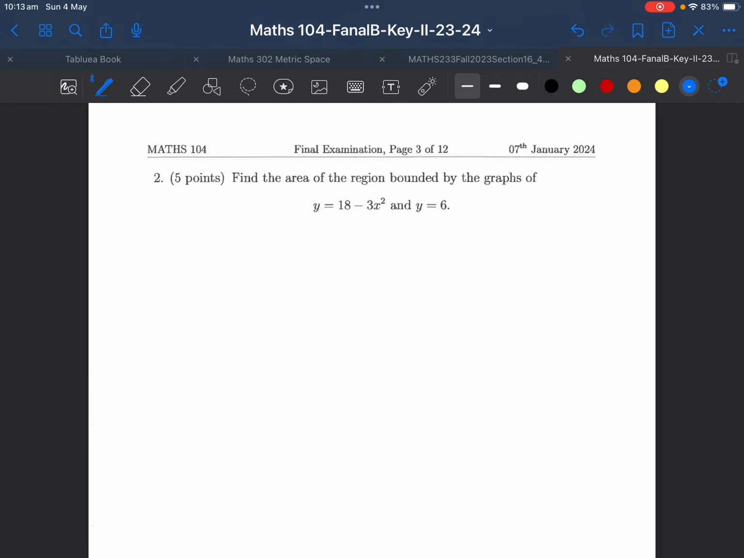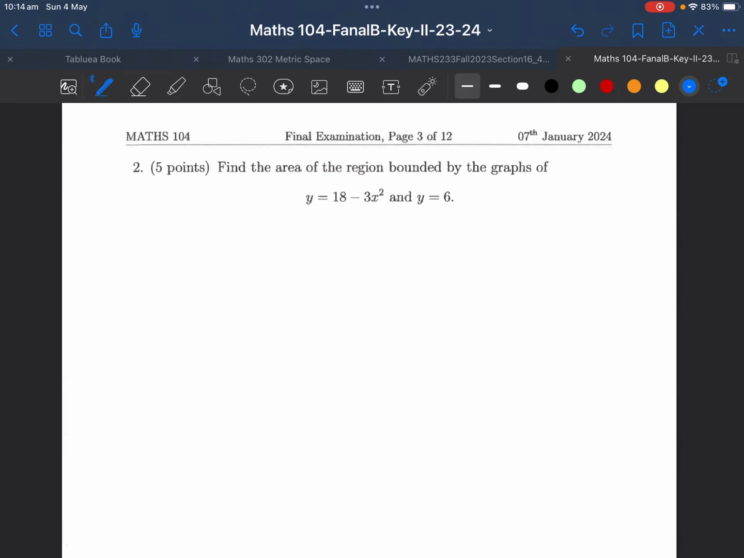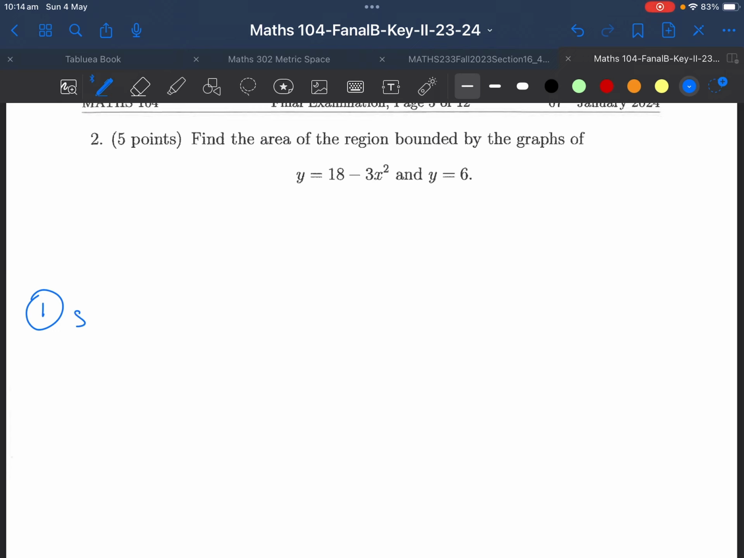In question number 2, we need to find the area of the region bounded by 2 curves. So we have 2 curves and we need to find the area of the region. And remember, in order to solve such a question, the first step we need to do is sketch the graph. So that's the first step that we need to do. So we need to sketch the graph of the function.